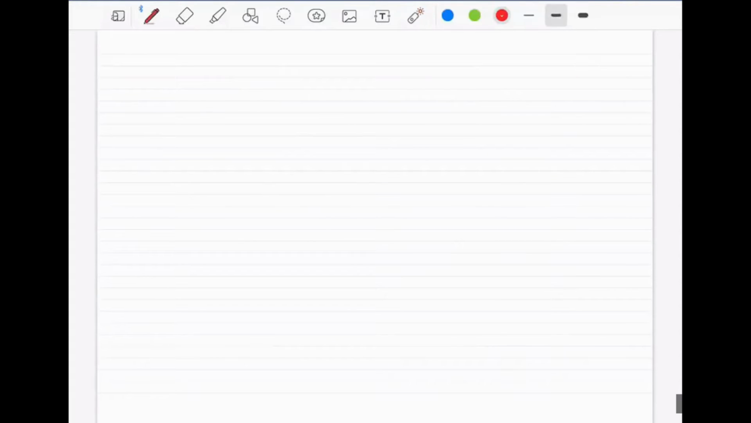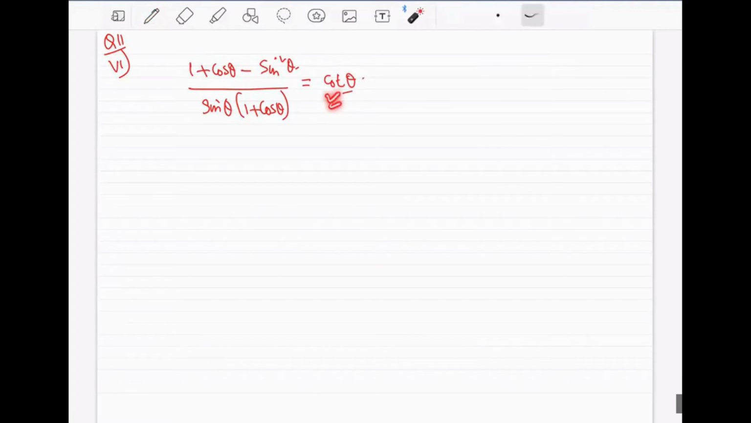All right, look, Roman number 6. You look at your exercise 10.2, question number 11, Roman number 6. We have got (1 plus cos theta minus sine square theta) divided by (sine theta times (1 plus cos theta)) is equal to cot theta. We have to prove this. Of course, we cannot start from the right hand side because that will be too complicated. It will take a long time.